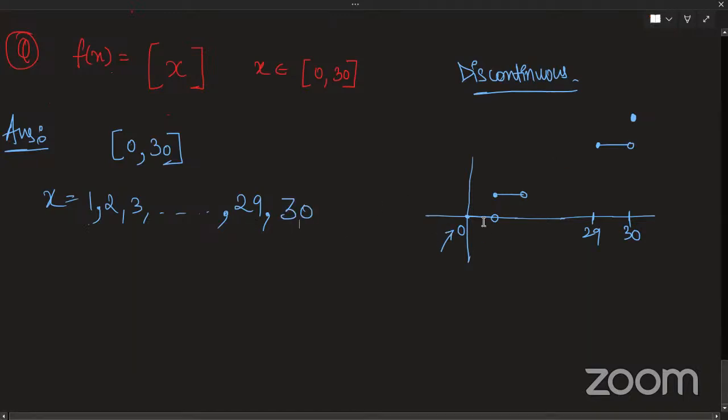But at x equal to 0, it is continuous. Right, everyone? Yes, sir. Do you agree, everyone? Yes, sir. Okay. Great work. So how many points do we have? 1, 2, 3. How many points? 30, sir.